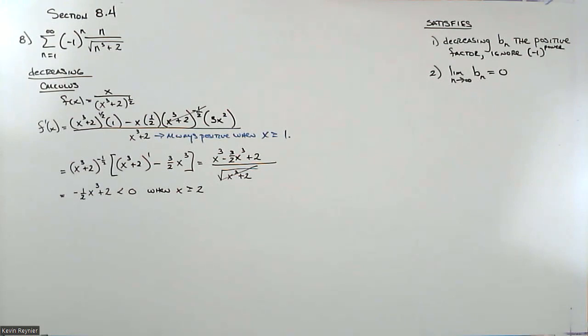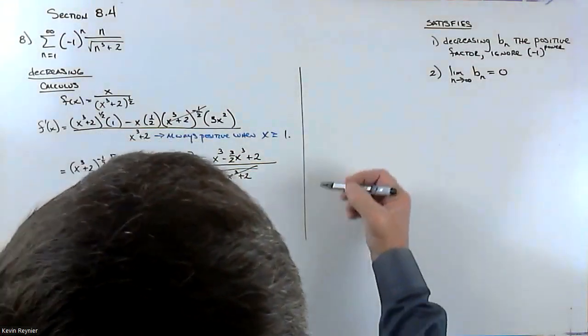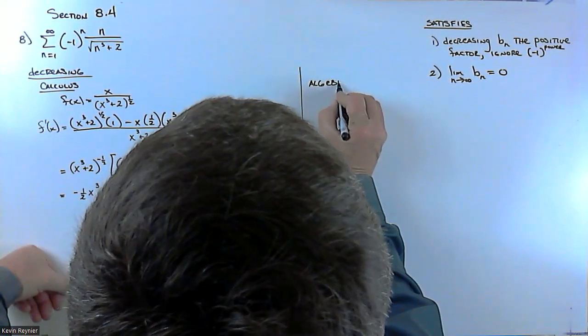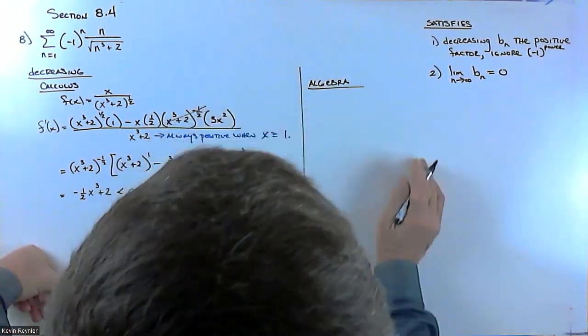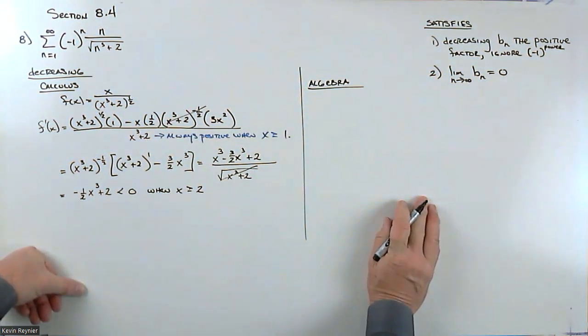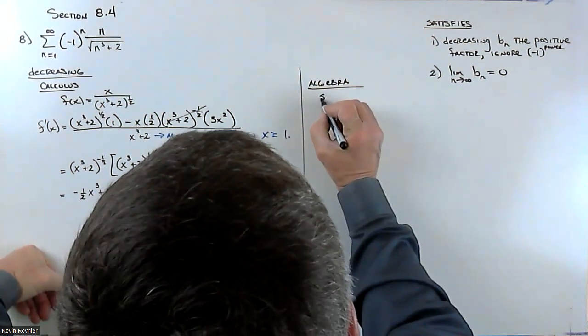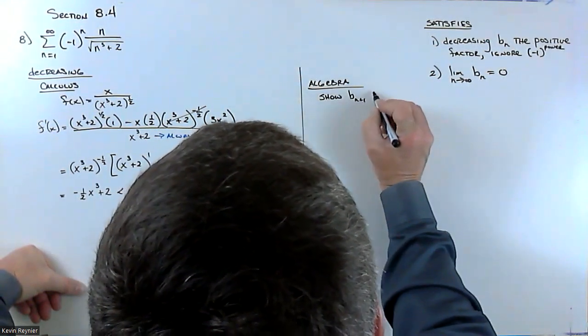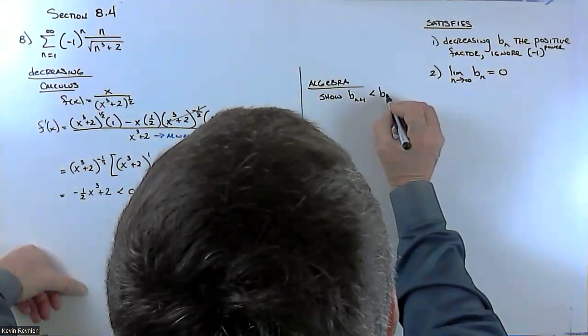Now, what do we have left to show? Oh, if we wanted to do this algebraically, I don't suggest this, and most of the time this doesn't work. You could do this with algebra. Try to show that if you take the next term, it's smaller than this term.